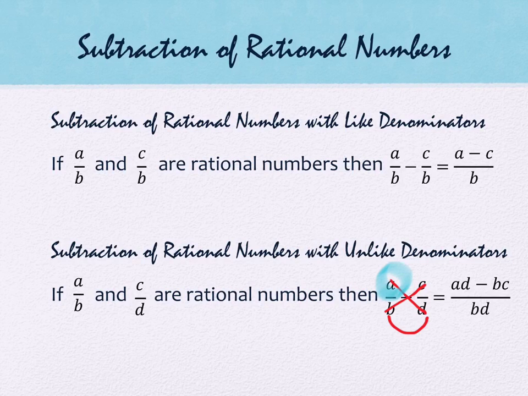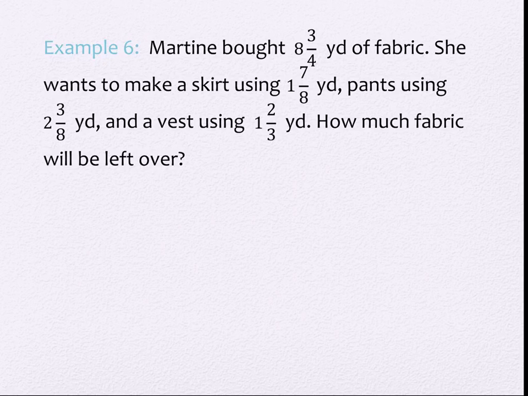Everything else matches. So we're going to do an example, and we're going to talk about a case where it's a little bit more complicated to do subtraction with the mixed number approach than it is to do the addition with the mixed number approach. And I'll show you in this situation where and how that happens. Okay? So we've got Martine, and she buys 8 3/4 yards of fabric. She wants to make a skirt using 1 7/8 yards, pants using 2 3/8 yards, and a vest using 1 2/3 yards. How much fabric will be left over?